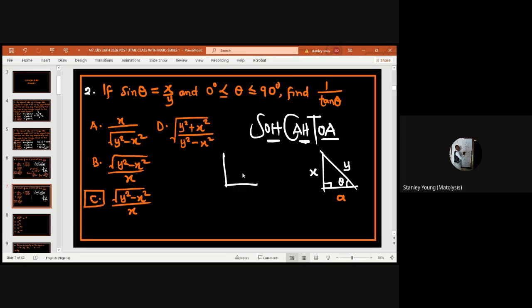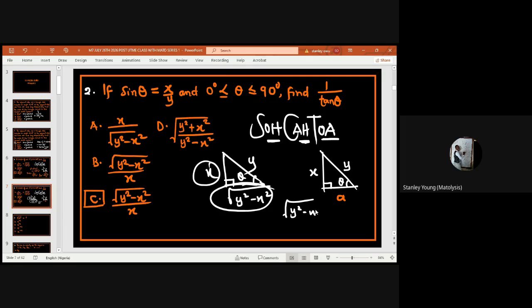Immediately, you have this triangle. This is y, this is x, call this theta. Immediately, you do what? Y squared minus x squared. From there you have tan, which is opposite over adjacent. From there, you quickly reciprocate it and get the square root of y squared minus x squared over x. That gives option C.